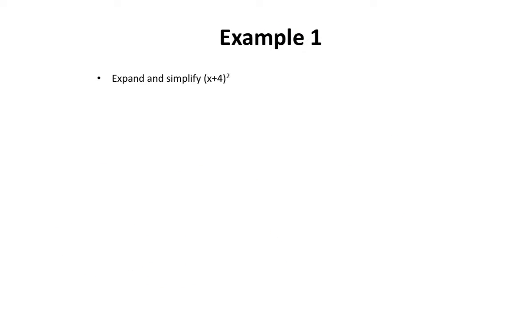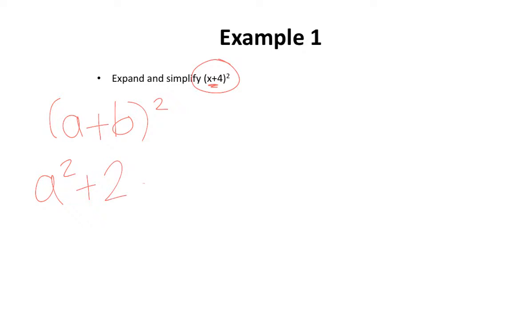In our first example, we want to expand and simplify x plus 4 to the power of 2. You'll see that we have a binomial because it has two terms and it is being squared. That means you need to use one of the shortcuts. If you look closely, you'll notice that there is an addition sign between those two terms, which means we're going to use the shortcut a plus b to the power of 2, and that simplifies to a squared plus 2ab plus b squared.